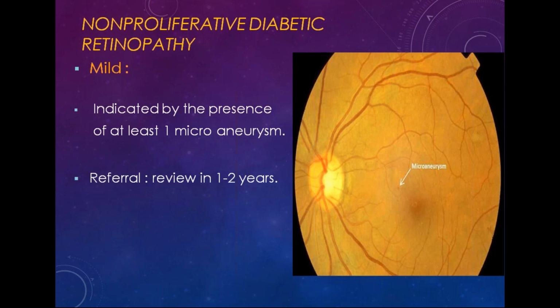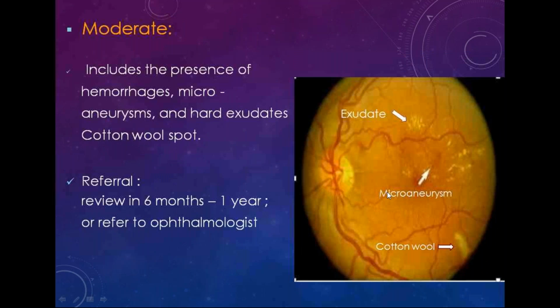Mild means presence of at least one microaneurysm. This is a microaneurysm. Review in 1 to 2 years. You have to review every 1 to 2 years. If the patient has mild retinopathy, you should ask the patient to come after 1 year again. That is called mild. If at least one microaneurysm is present, it is called mild diabetic retinopathy.